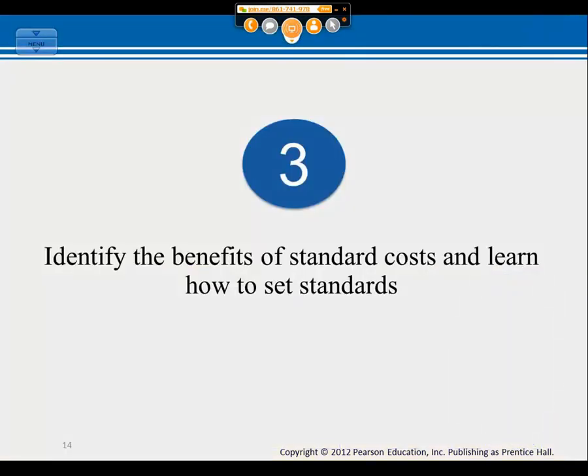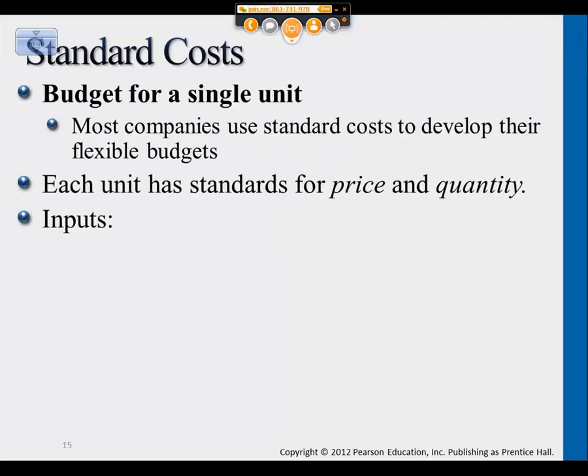Okay, so let's look at the third one. A third objective is to identify the benefits of standard costs and learn how we set those standards. So now just a little bit of theory. No worries, we'll have plenty of calculations in like 2 slides. Okay, so what is a standard cost? Many companies are going to use standard cost for developing flexible budgets, okay? So what it is, in fact, is a budget for a single unit, right? We can calculate this budget for a single unit. Just think of the standard cost as a budget for just one single unit.